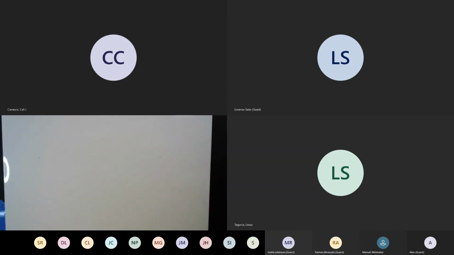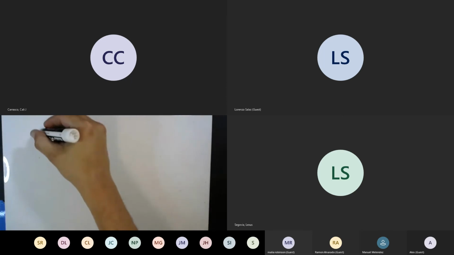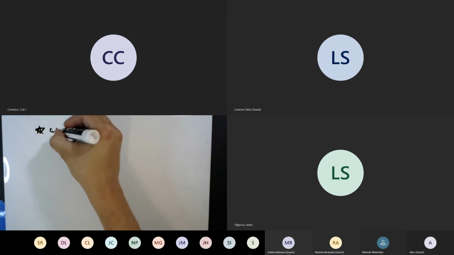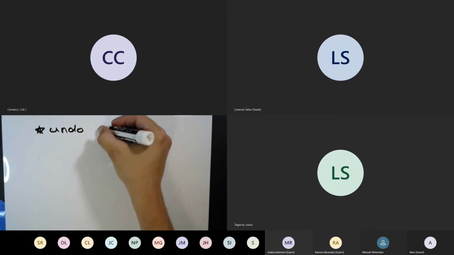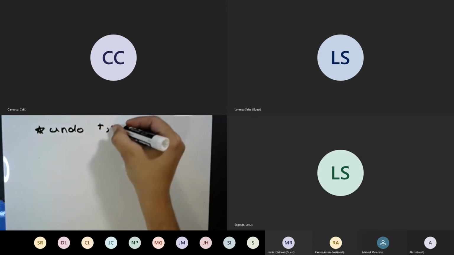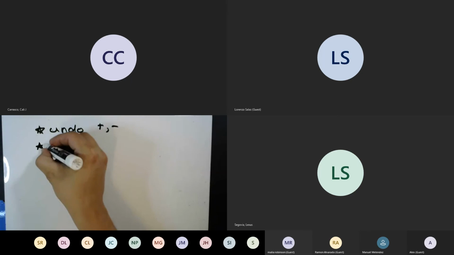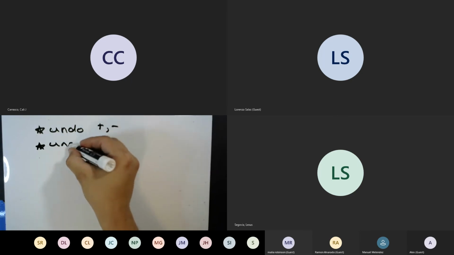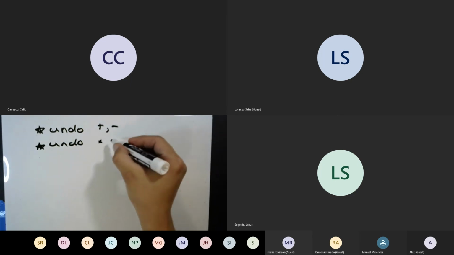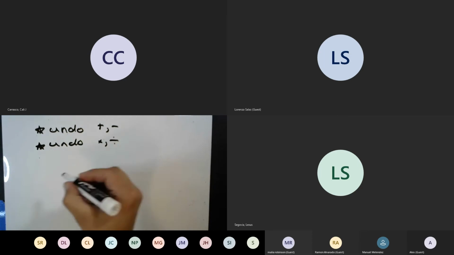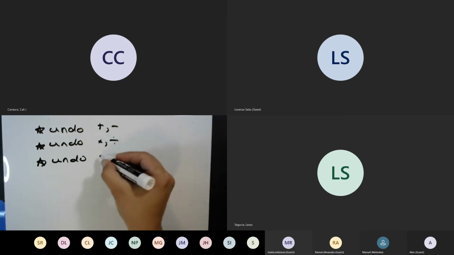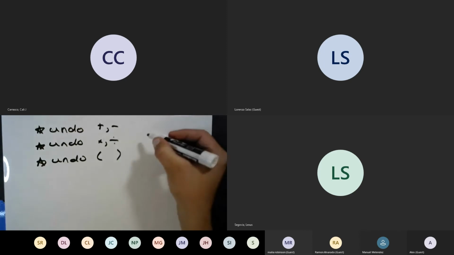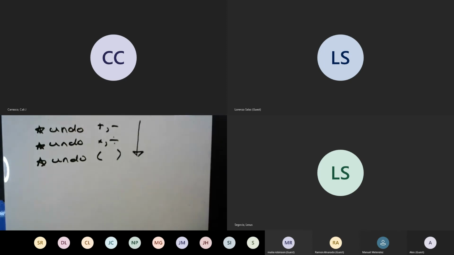So once again, I'll reiterate. We'll undo addition, subtraction, and then we'll undo multiplication, division, and then I'll put this one here too. Then we'll undo parentheses. So we'll follow this order.